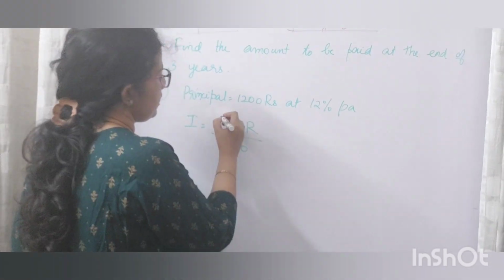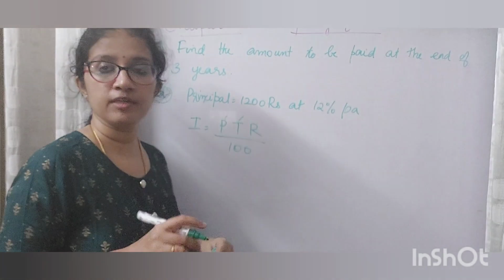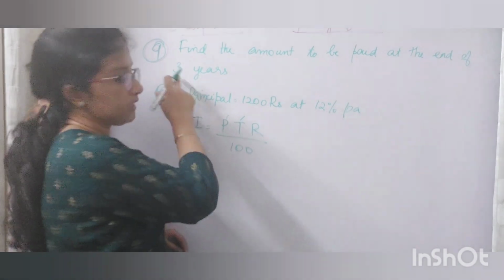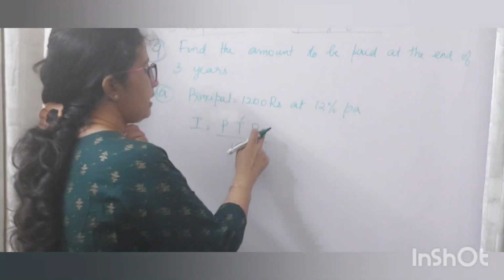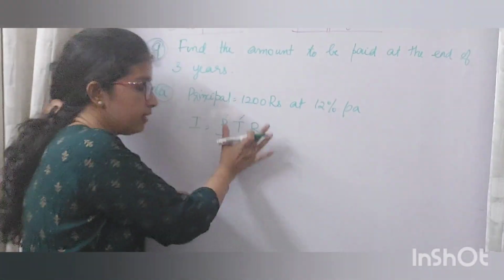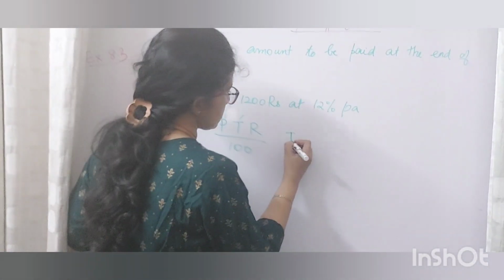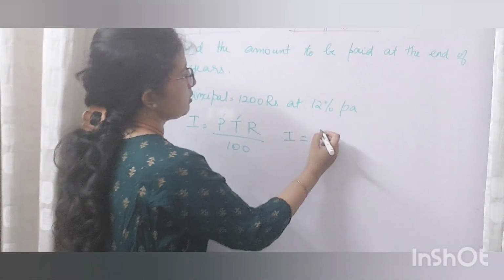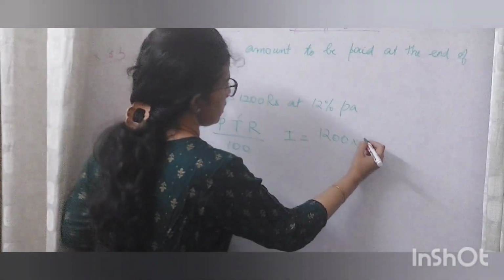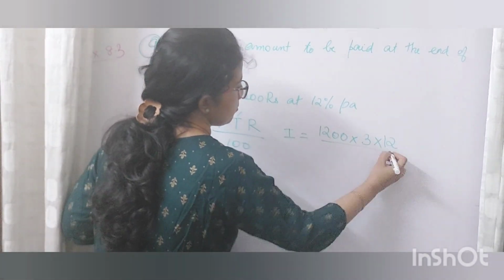Correct? Where P is the principal amount, T is the time. Okay, whether it is 1 year or 2 years or 3 years. So here how much they have given? 3 years. So T is equal to 3 and R is equal to 12%. Okay, so they have given all the values directly. First step is we have to find the interest. Okay, so interest is equal to what? P is what? 1200 into T is 3 years into R is 12% by 100.